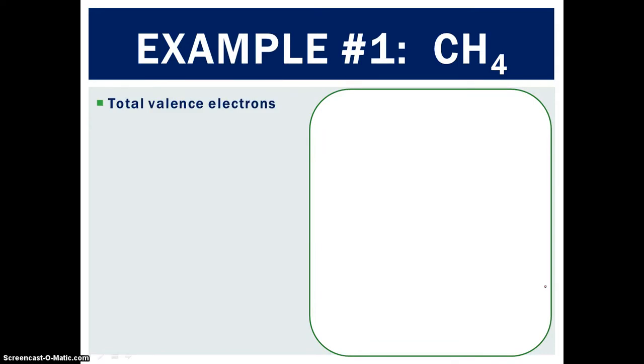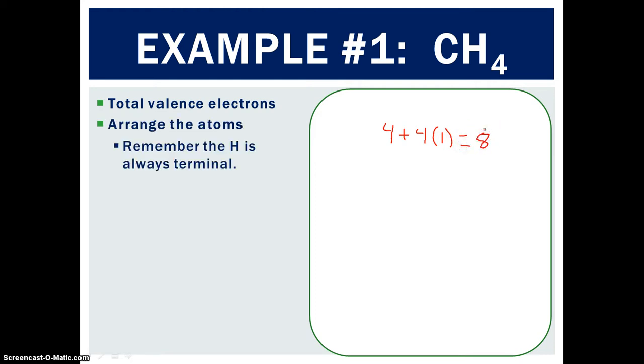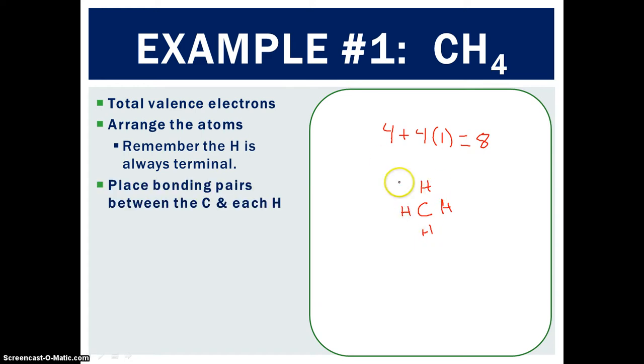Alright, so first thing we're going to do is total the valence electrons. So carbon has 4, plus there are 4 hydrogen, and each of them has 1. That is a total of 8 valence electrons. Then I'm going to arrange my atoms. Hydrogen is always terminal, so I'm going to put carbon in the middle with the 4 hydrogens all around it. Then I'm going to draw in my bonding pairs. A bond here, here, here, and here.